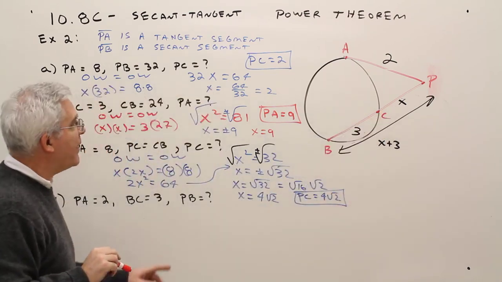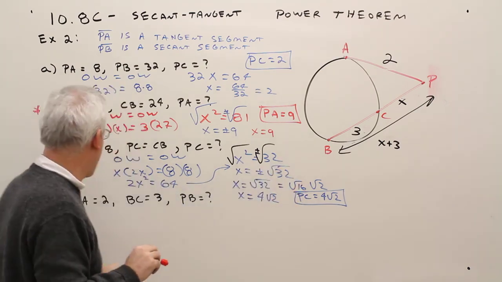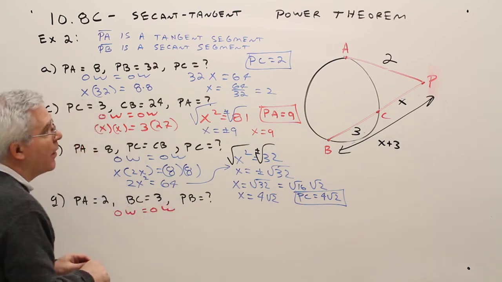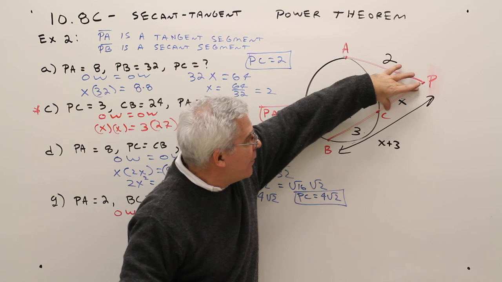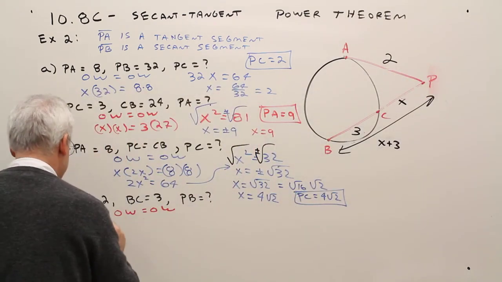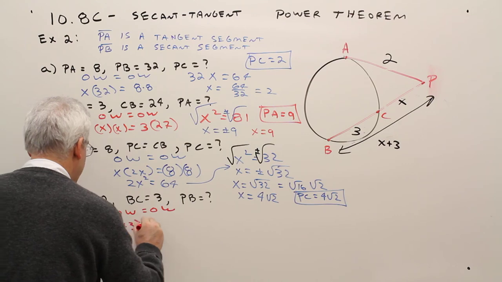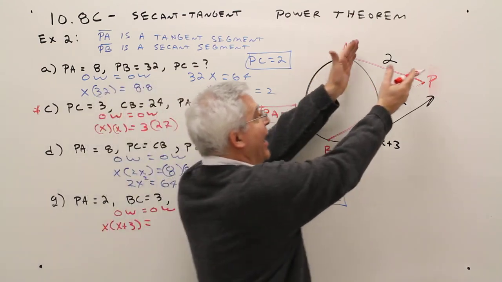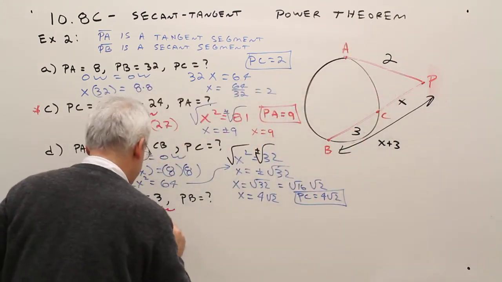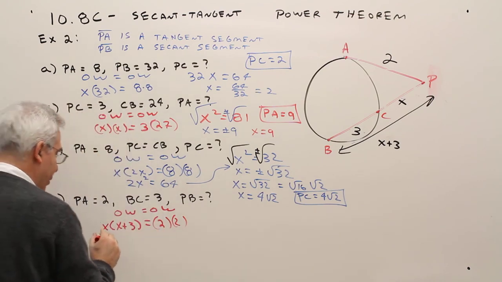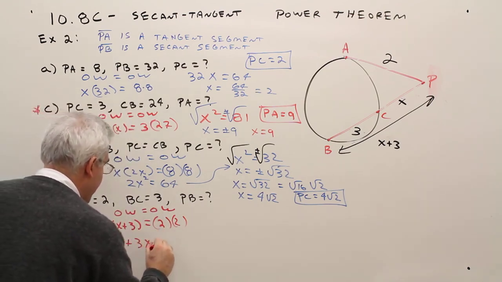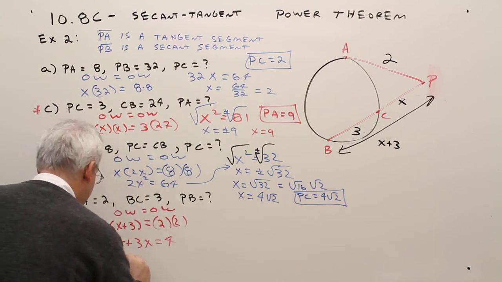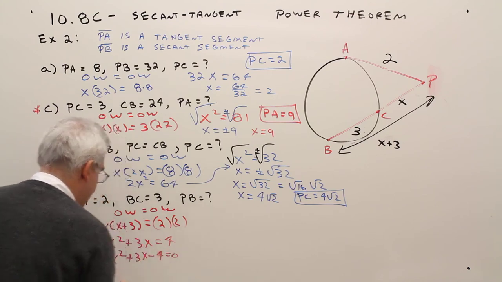Okay, just be careful, you want to find PB. All right, so once again, OW equals OW. So X times X plus 3 equals 2 times 2. Again, that 2 is on the outside, and it's also the whole. Okay, distributing. X squared plus 3x equals 4. Standard form. X squared plus 3x minus 4 equals 0.